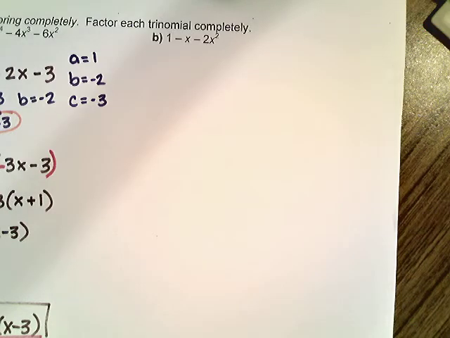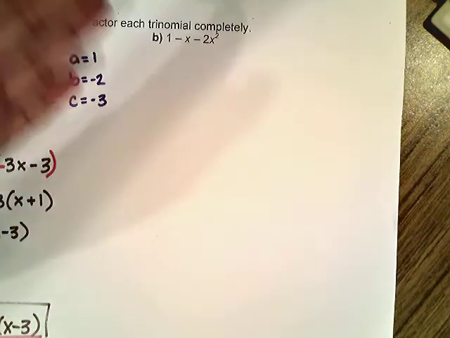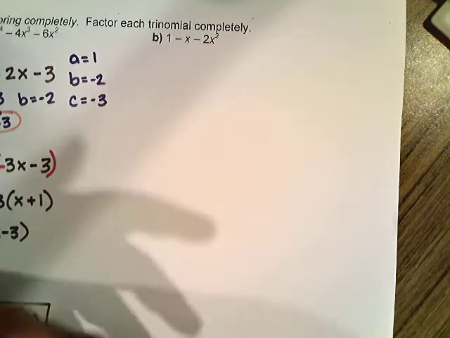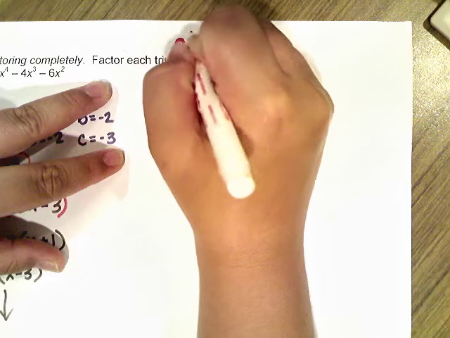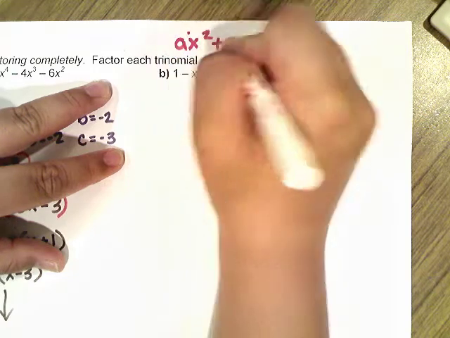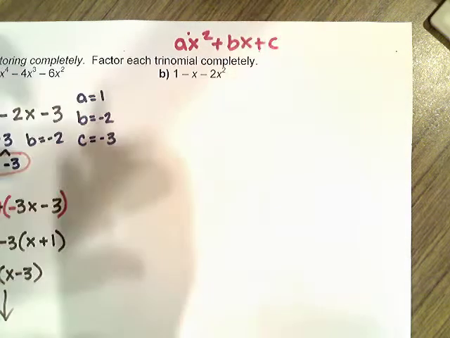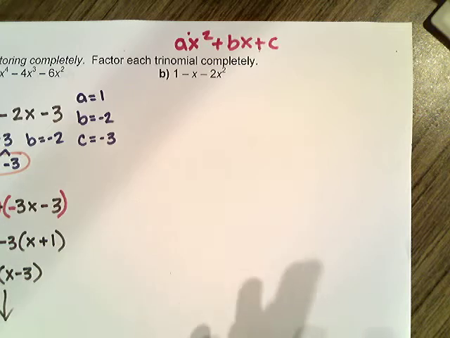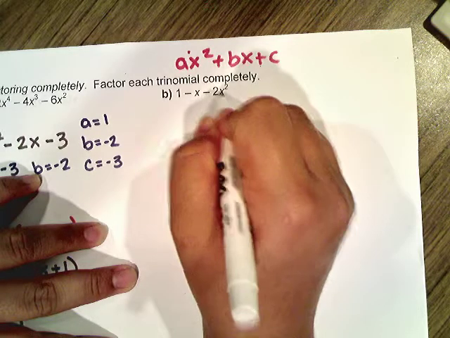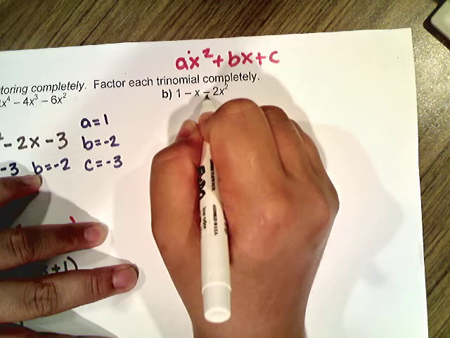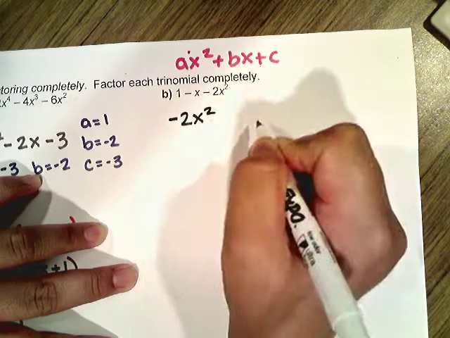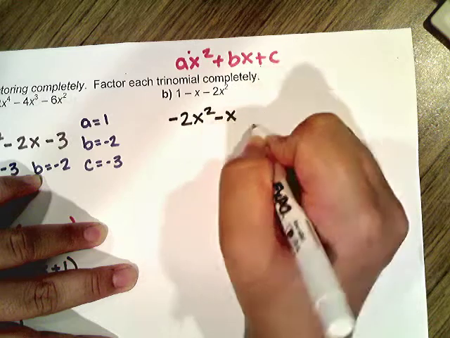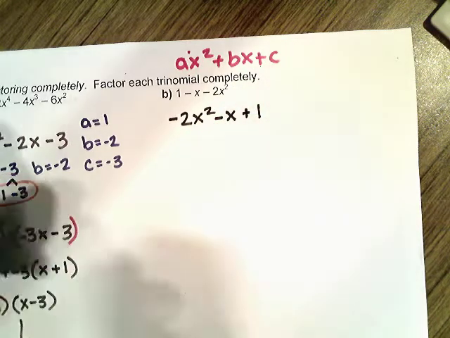Part B, same thing, but here again we run into the case where it's not in the correct order, right? Remember, we want it to be in the standard form ax squared plus bx plus c. So we have to rearrange this first. When we rearrange this, we're going to bring our x squared term up front. So since the minus is in front of it, that means this is -2x squared. Then we have minus x, and finally plus 1.